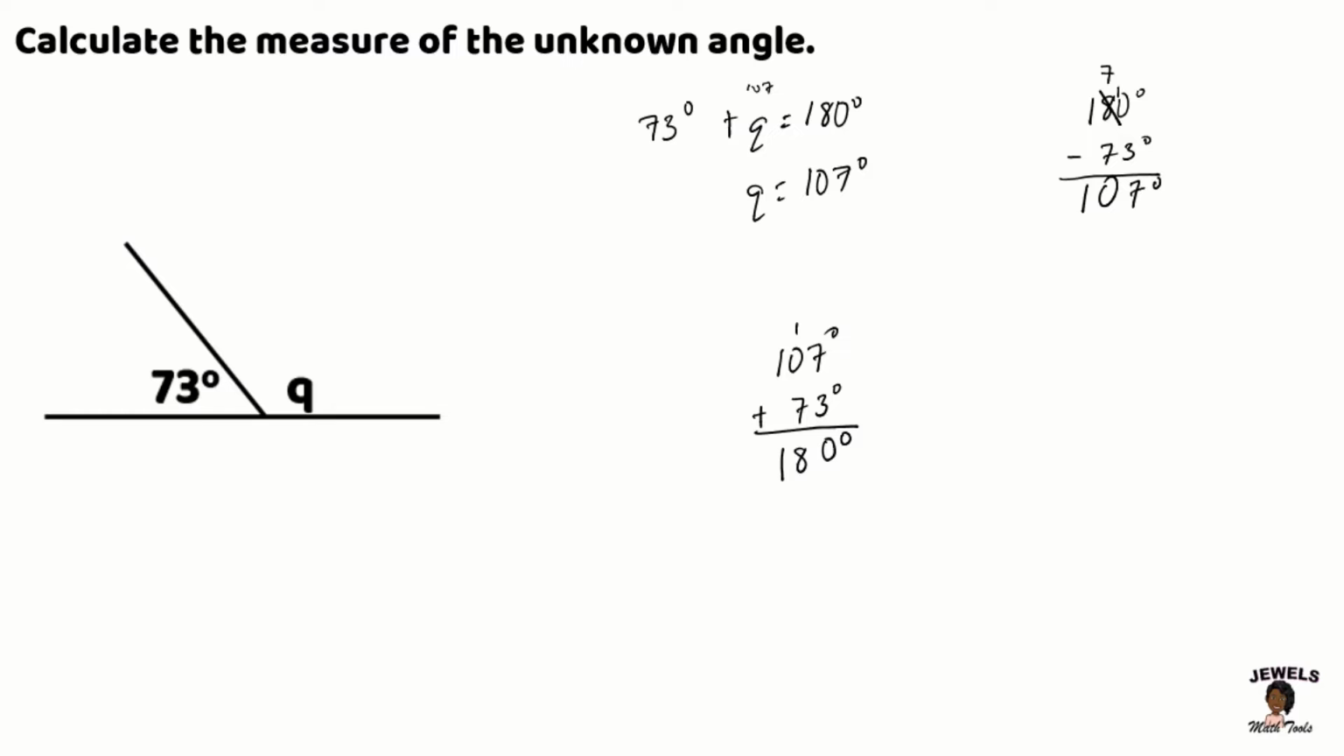Okay, so there you have it. We just calculated the measure of our unknown angle when we're using our angles on a straight line. Remember that it's very simple to calculate this angle. Once you remember that your angles on a straight line add up to 180 degrees, all you would have to do is just subtract the angle that is given to you from 180 and you just solved your equation. And it's just that easy.